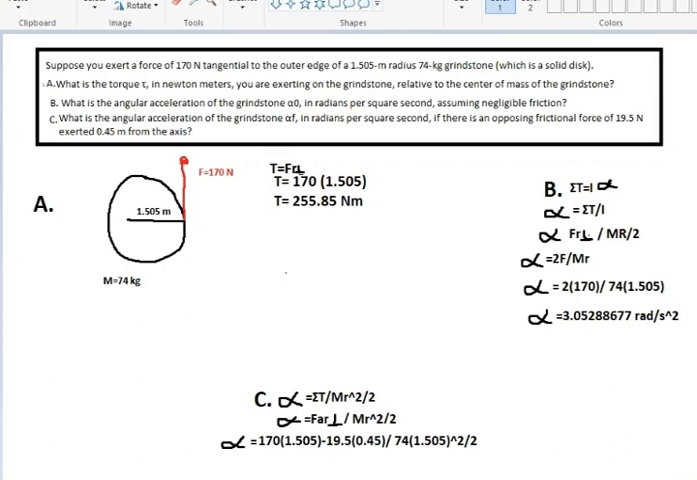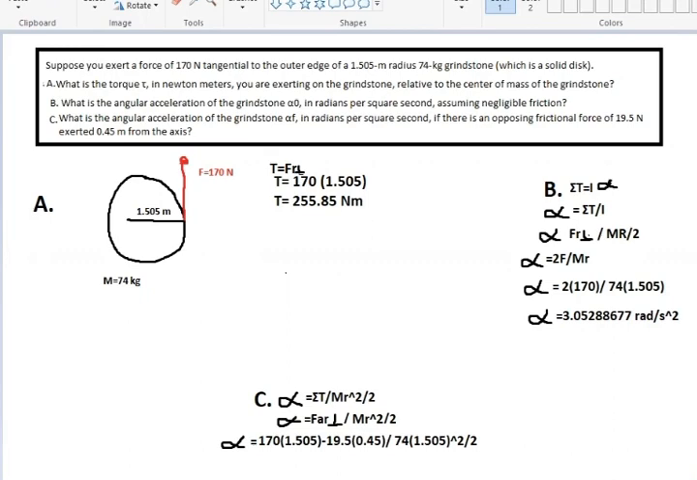Then I started labeling it with the values above that I was given. So you know that the force will be 170 Newton. The distance of axis rotation would be 1.505 meters, and the overall mass of the solid disk is 74 kilograms.